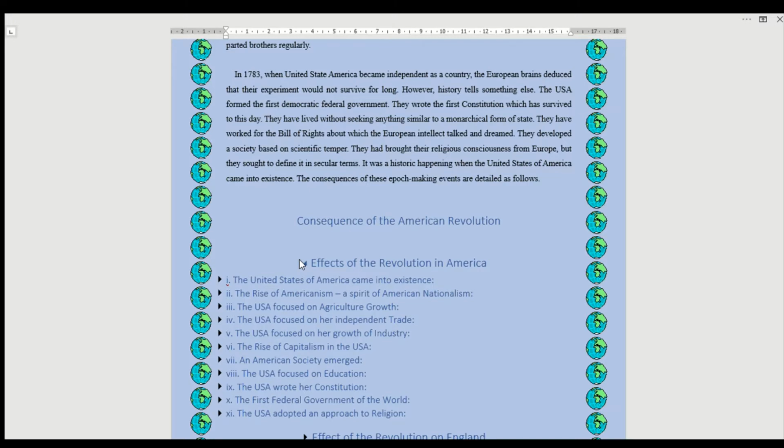The United States of America came in existence, the rise of Americanism, very important point, an abstract point, but you have to write this point even if you are not able to fully appreciate the elaboration given in it. The next point is the growth of agriculture in America, development of independent trade, growth of industry, capitalism in USA.